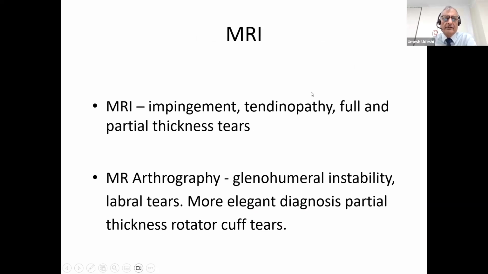So MRI, what's the use of MRI? Well, it's really pretty good for impingement, for tendinopathy, full and partial thickness tears. And the gold standard imaging for glenohumeral instability, I would consider as MR arthrography. So for instability, labral tears, that's the best way to diagnose labral pathology, and it will also very nicely show us any full or partial thickness rotator cuff tendon tears.